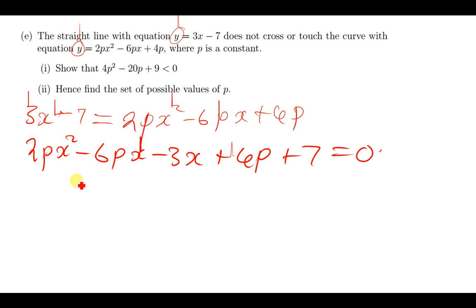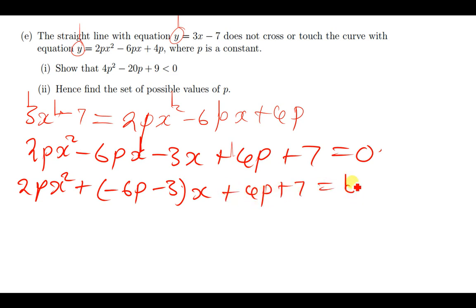Or what we can do is simply factorize it properly, so we can have 2px squared, and then a plus there. And then from there, open brackets, we have negative 6p minus 3, close the brackets, and we have x there. Then we have 4p plus 7 is equal to 0. So in this equation, remember we have to put these values in the formula, because they are saying that these two equations do not meet at any point.